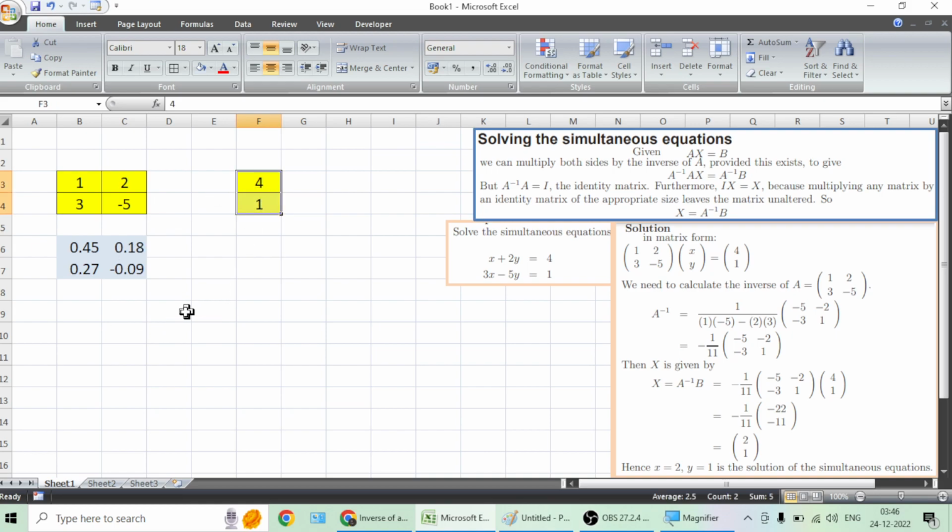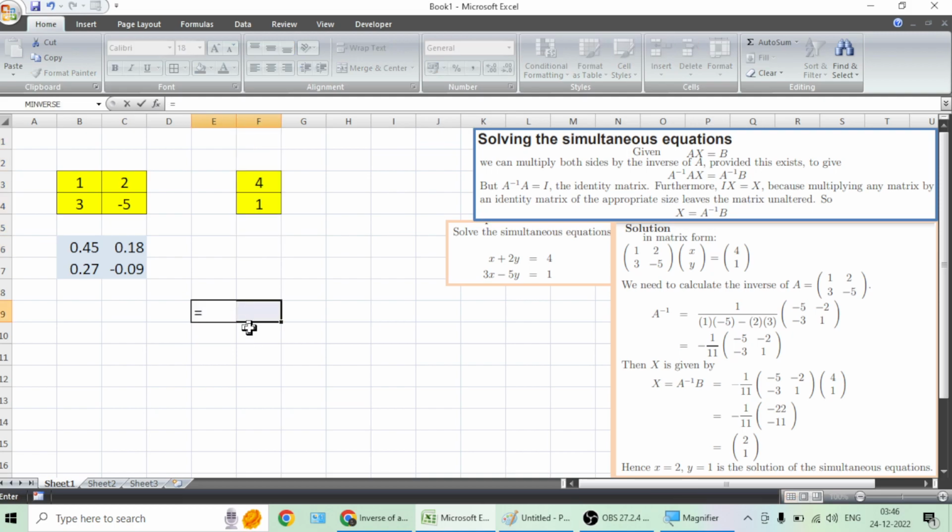Now let us work out the number of rows and columns we need for the answer. So this will be multiplied by this. We will get 1 row and 1 column in the first column. This will be multiplied by this. Then we'll get another column in the same row. So we need something like this.